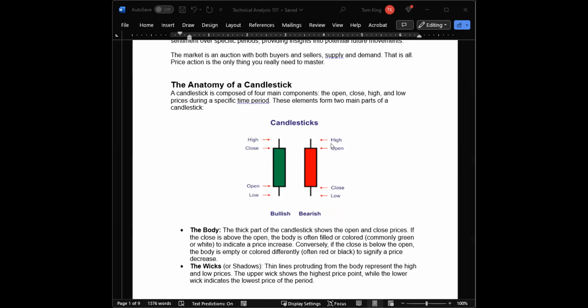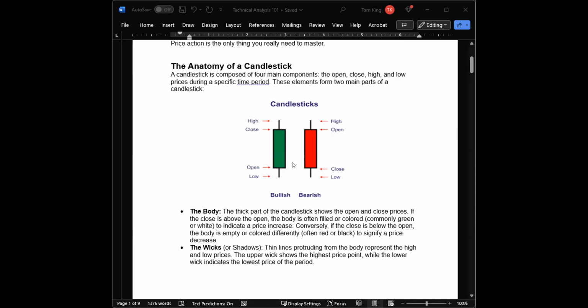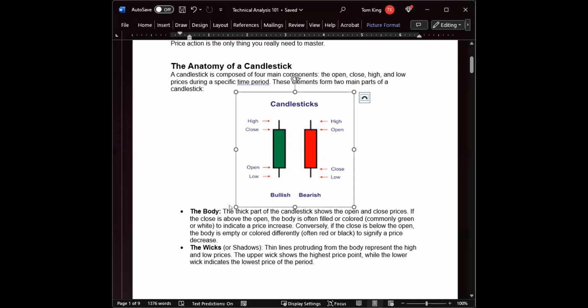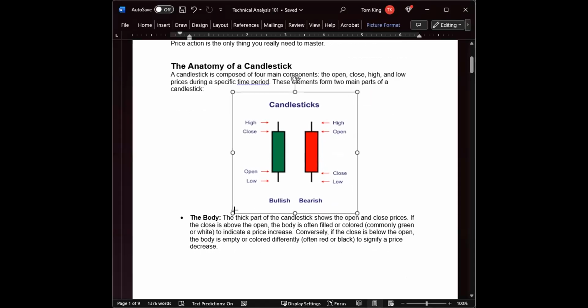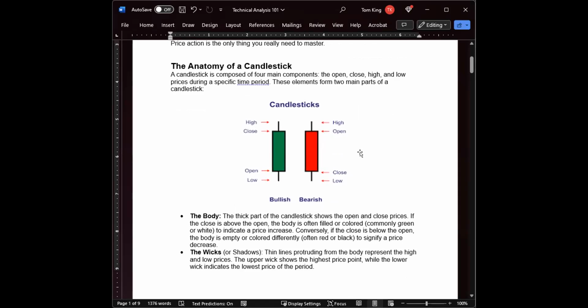So talking about candlesticks, maybe this is rudimentary for everybody here, but candlestick charts are typically what most of us will use here. And in fact, we can make this a little bigger here. Candlesticks are made up of the body, which is the thick part of the candlestick. It's either green or red.